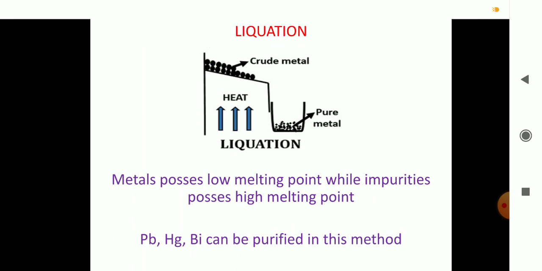Now let me read the text. The liquation method is mainly used for metals which possess a low melting point, whereas the impurities must possess a higher melting point. The examples given here are lead, mercury, and bismuth. These are the metals which possess a lower melting point, so those metals can be purified by using the liquation process.